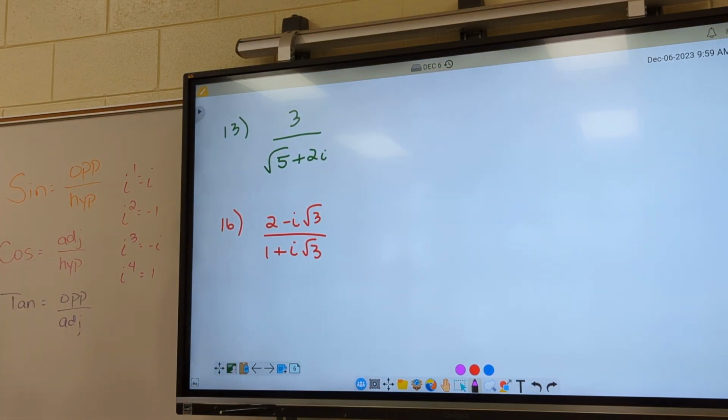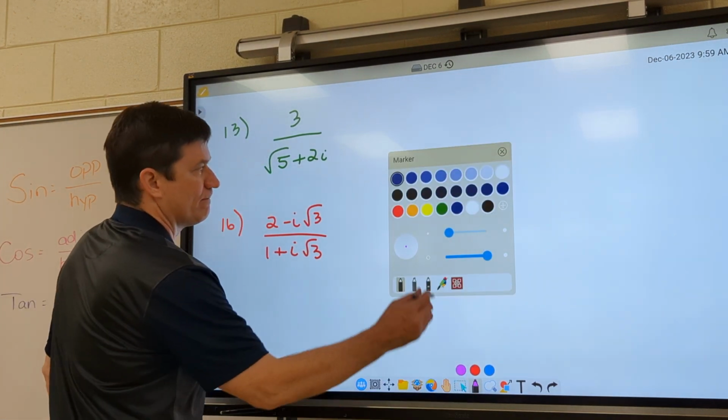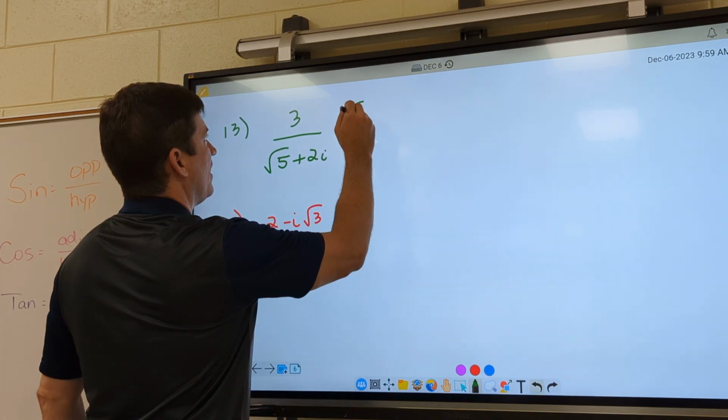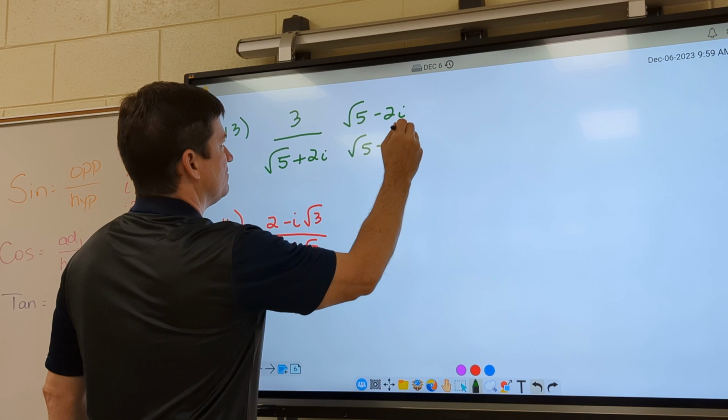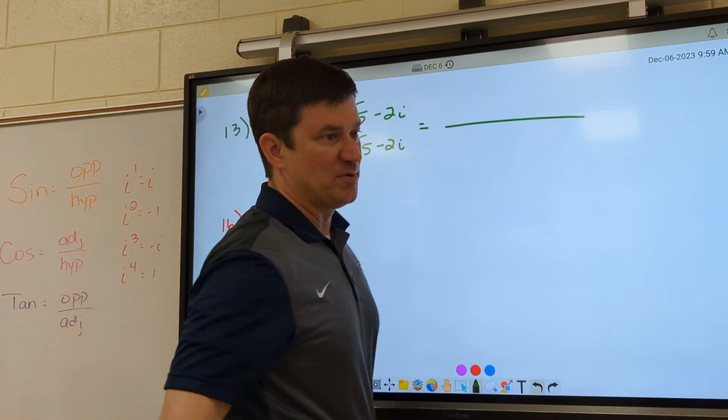All right, 13 shouldn't be that big of a deal. Katie, on 13, what am I gonna times both sides by? Root 5 negative 2i. Good job. Root 5 minus 2i, root 5 minus 2i. All right, y'all should be good on that one. Go.